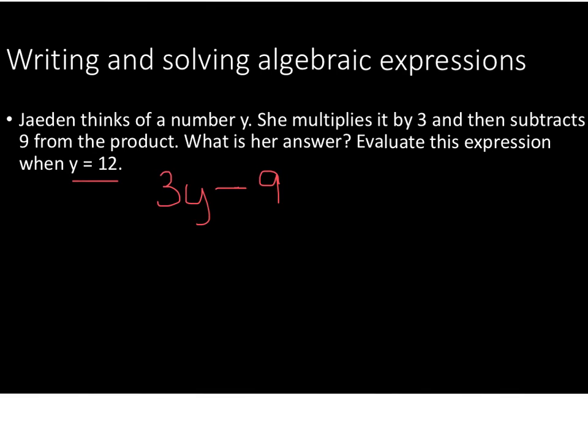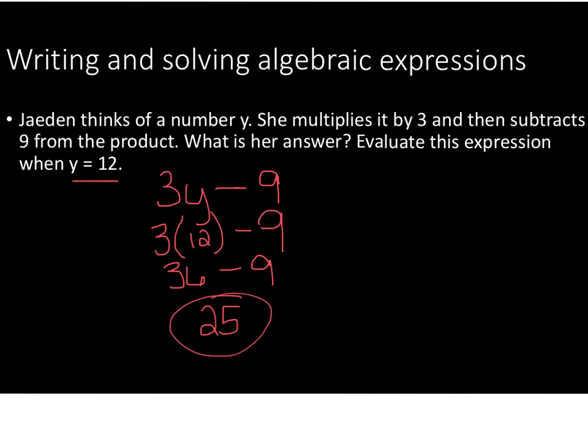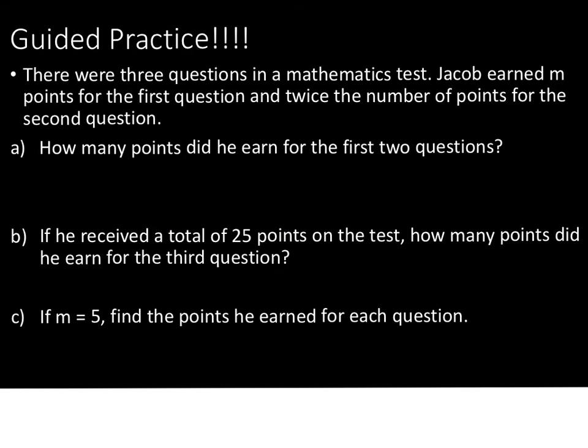So I'm going to go ahead and substitute and do 3 times 12 minus 9. And I know that 3 times 12 is 36. And 36 minus 9 is 25. All right, you guys go ahead and try.